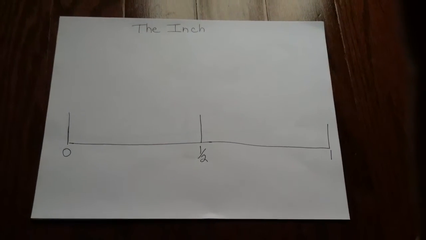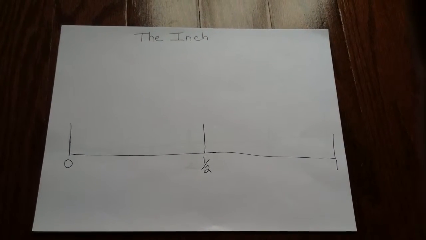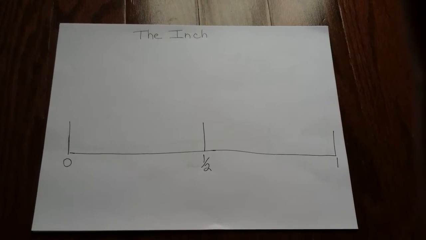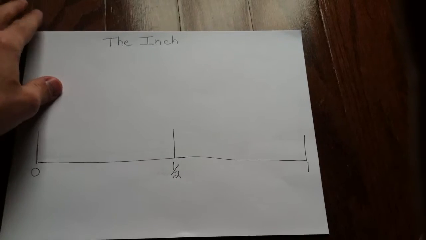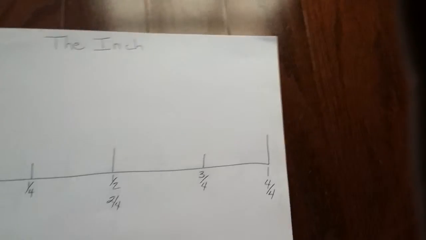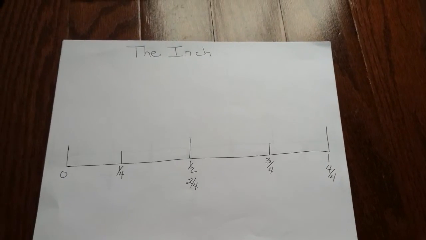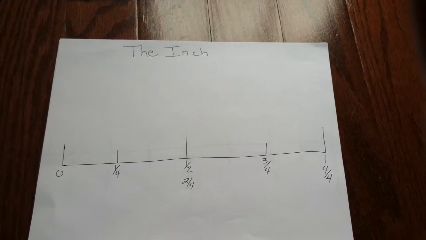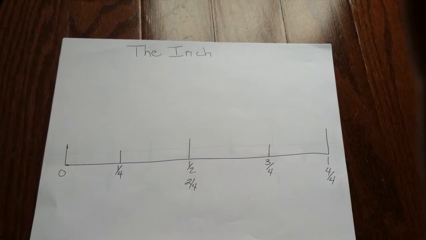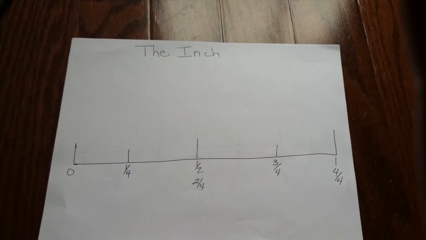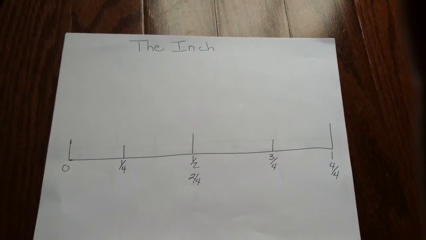Now right in the center of your line place another mark, and we'll label that the 1/2 mark. 1/2 of an inch. Now in between the 0 and the 1/2 mark and the 1/2 mark and the 1, we're going to place another mark. This will be the 1/4 mark and the 3/4 mark.